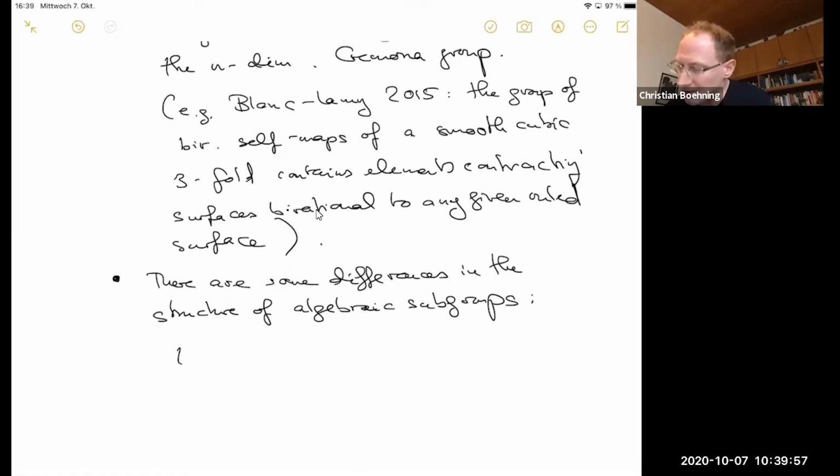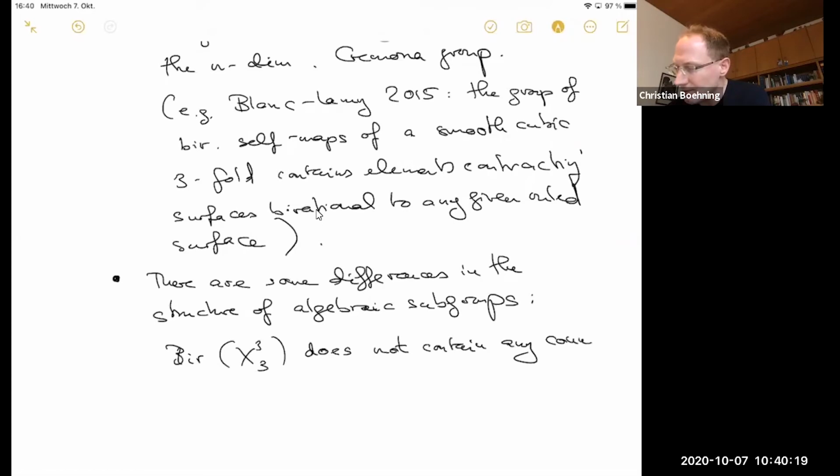So one has that the birational automorphism group of a smooth cubic threefold does not contain any connected algebraic subgroups of positive dimension, whereas, of course, the Cremona group contains many such subgroups.